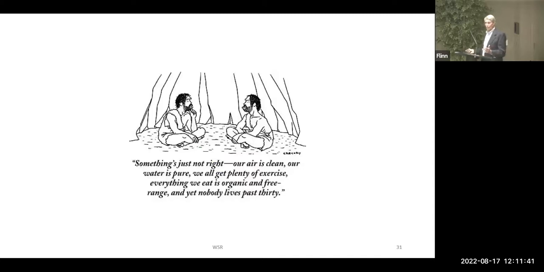But sometimes it doesn't work no matter what you do. Well, something's just not right. Our air is clean, our water's pure, we all get plenty of exercise, everything we eat is organic and free range, and yet nobody lives past 30.